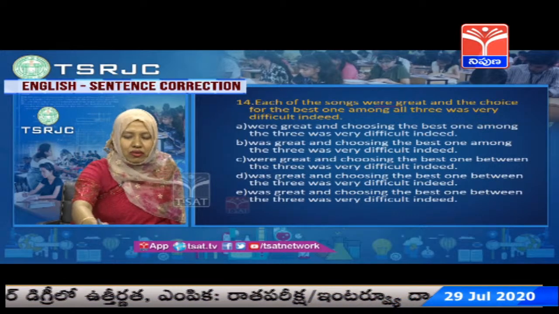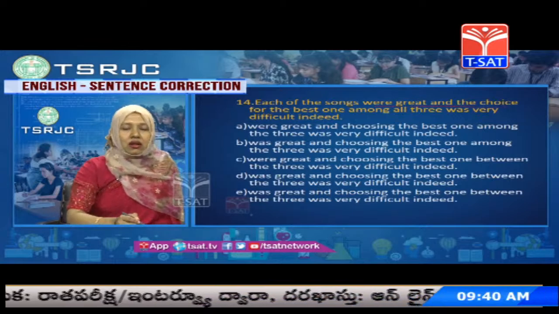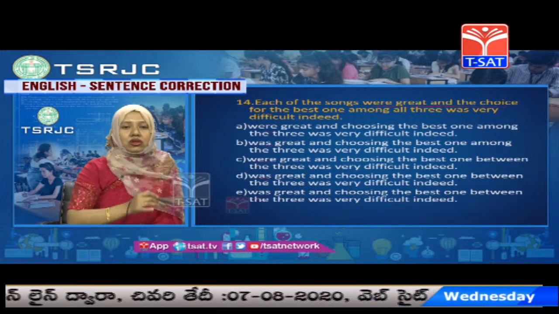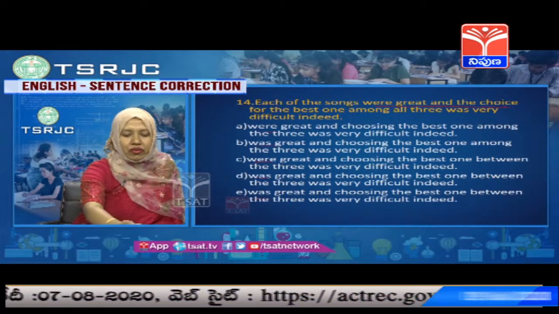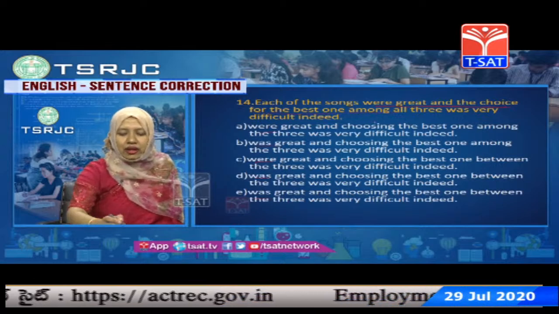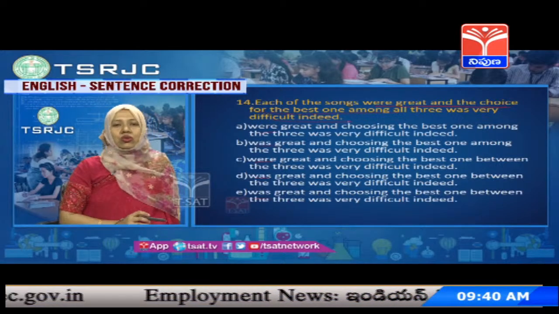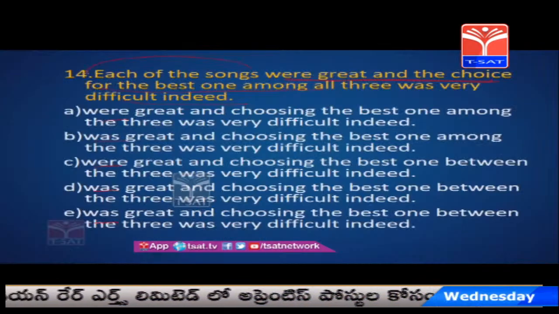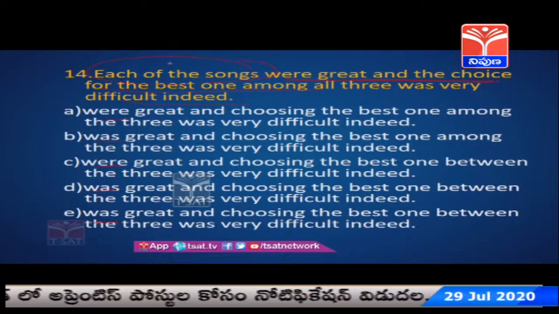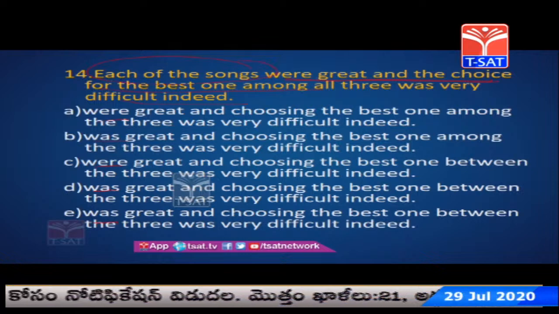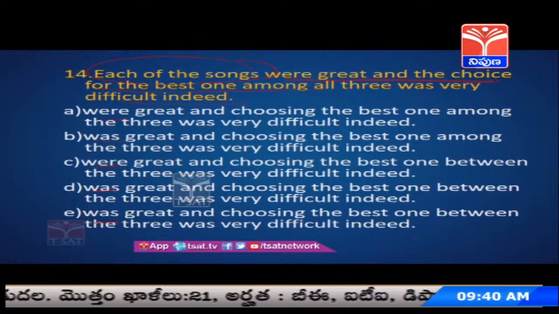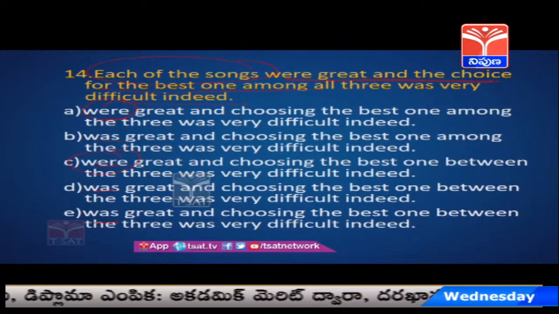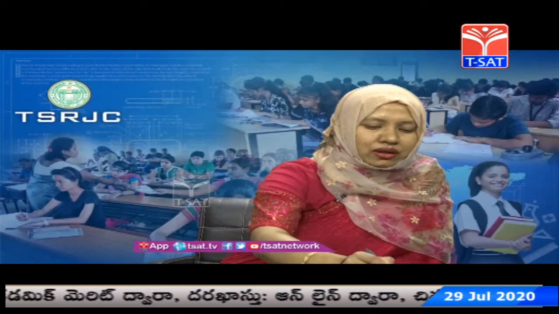The mistake starts from were great. If you see, the sentence options are starting with verbs: were, was, and was. So, the mistake is from this part of the sentence till indeed. Now, how to choose the best option? Each of the songs. Remember the rule when I explained each. Whenever each is there, the verb should be singular. Singular subject, singular verb. In 2 options, plural verbs are given. So, these 2 options you can eliminate.